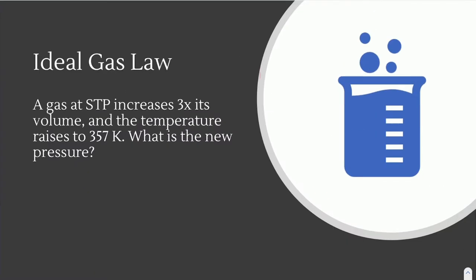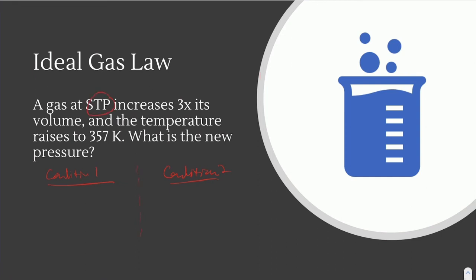Another concept they'll test you on is the ideal gas law. A question may ask you something like this: A gas at STP increases 3 times its volume, and the temperature raises to 357 Kelvin. What is the new pressure? So now we have a condition 1, I'm going to put condition 1 over here, and a condition 2. We're saying that something changed to make condition 1 look different from condition 2.